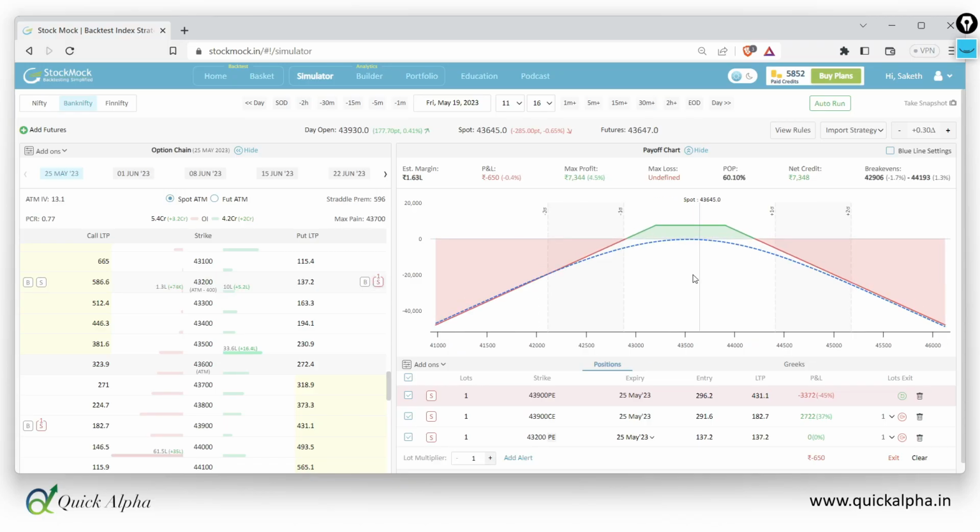Once I do that, you can see two things happen. One, my break even is now completely shifted down. Previously, my break even was at 43,300, and now you can see it has moved by 400 points away, increasing my probability of profit also. So this is one main reason why you have to do the adjustment, because in case you're going wrong, you can simply widen the range and increase your probability.